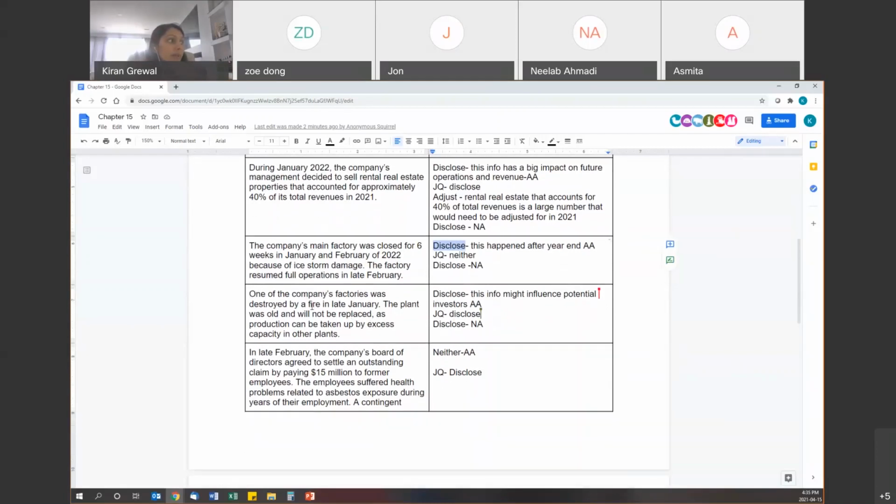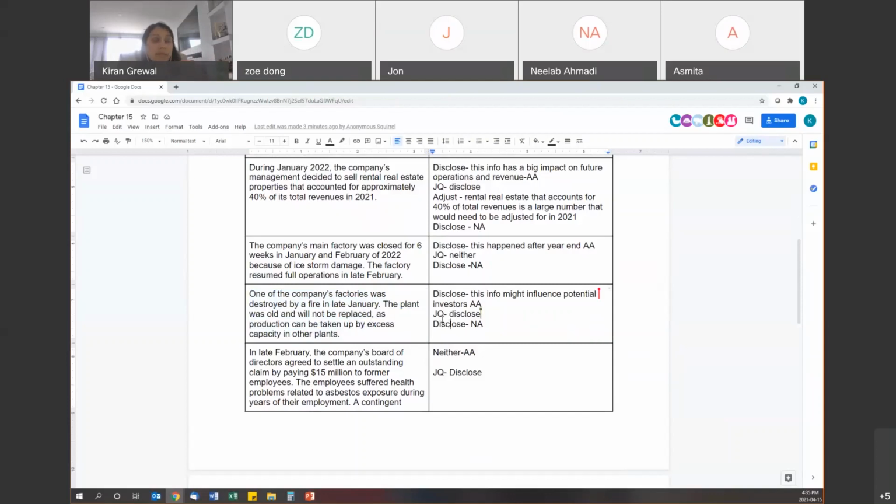And the next one, and stop me if you guys have a question or anything. One of the company's factories was destroyed in a fire in late January. The plant was old and will not be replaced, as production can be taken up by excess capacity in other plants. So I agree with all of you guys here. You said disclose. On the December 31st, 2021 financial statements, this factory was an asset on their books, and it should remain an asset on their books in 2021.